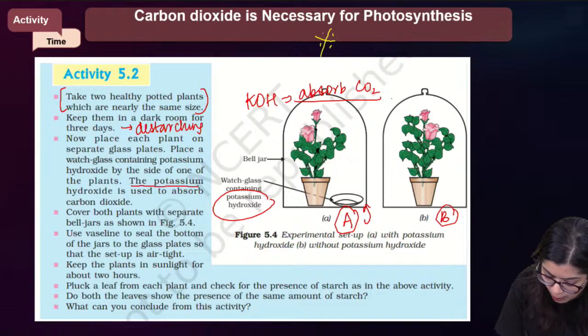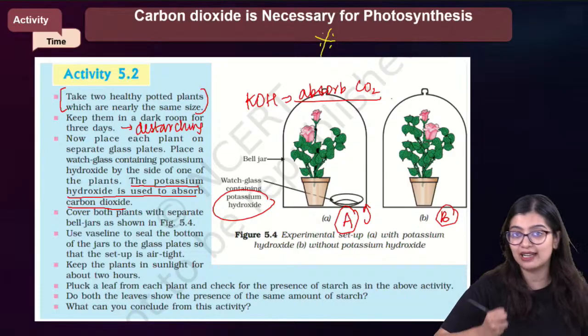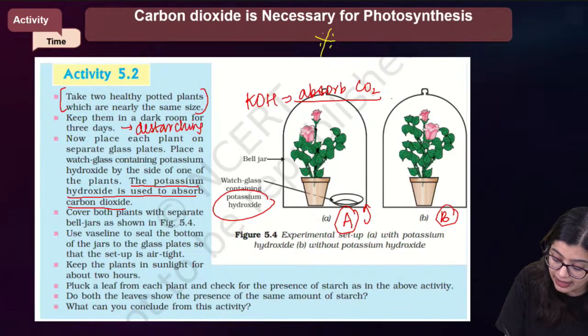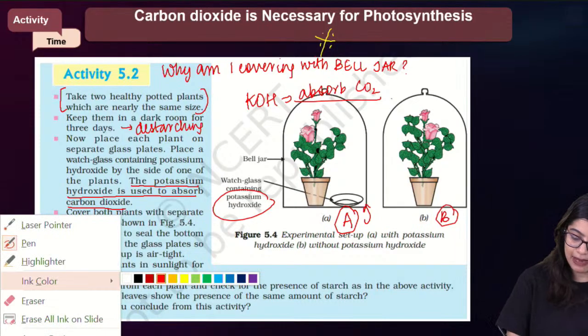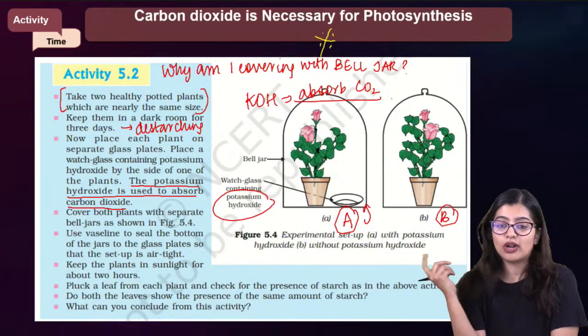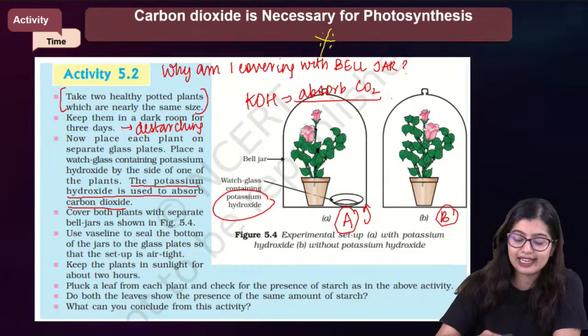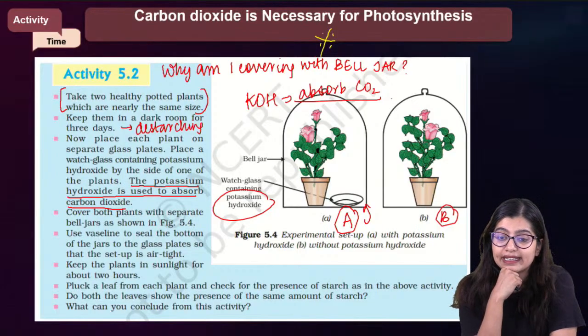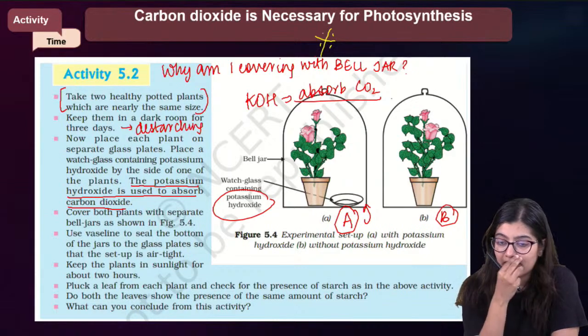Now what do you see? Potassium hydroxide is used to absorb carbon dioxide. Now I am covering it with a bell jar. Why am I covering it with a bell jar? How many of you can give me the answer to this? What is the reason for covering it with a bell jar? Can't I just do the experiment as it is? Yes or no? Very quickly.